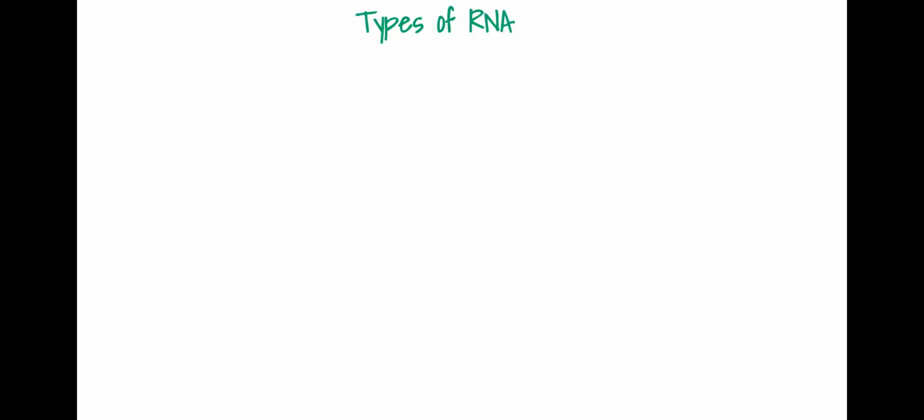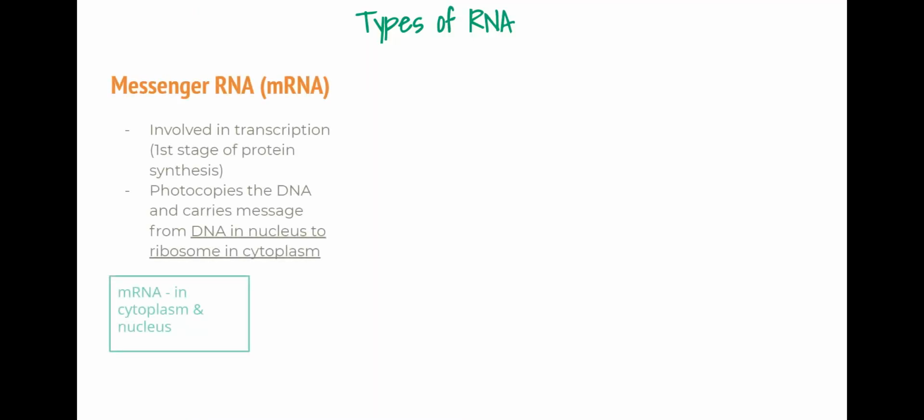So what are the types of RNA that we have in our body? Well, one of them is called messenger RNA. This is going to be the most important RNA for the rest of this chapter that you need to know. So messenger RNA, or mRNA as I will refer to it, is involved in the process of transcription, which is essentially the first stage of protein synthesis. Its job is to copy DNA. That is our mRNA's only job, to create the message or the copy that needs to leave the nucleus.